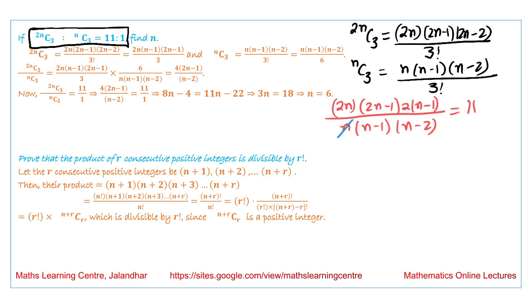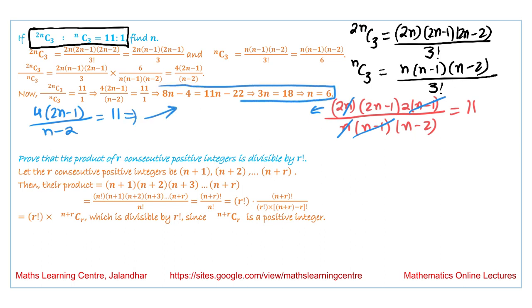So if we look at these conditions, this n gets cancelled, this n minus 1 gets cancelled. So what we obtain from this equation is 4 into 2n minus 1 divided by n minus 2, that is equal to 11. On solving this equation, we will obtain the final value of n, that is equal to 6. So the final value of n we obtain is equal to 6.